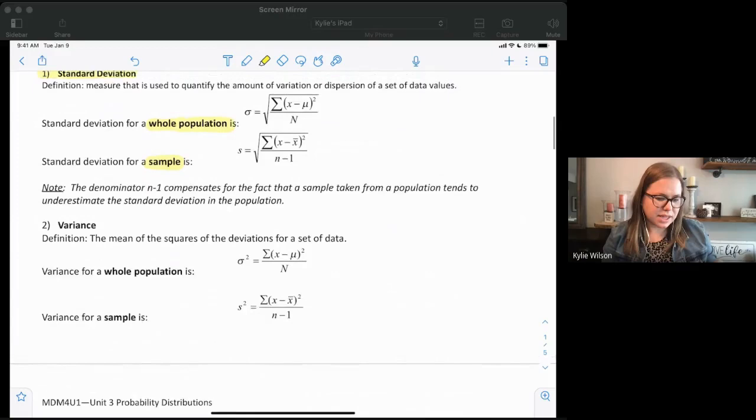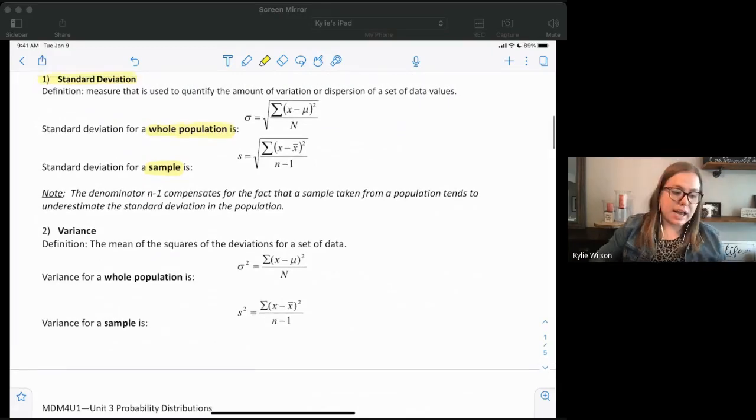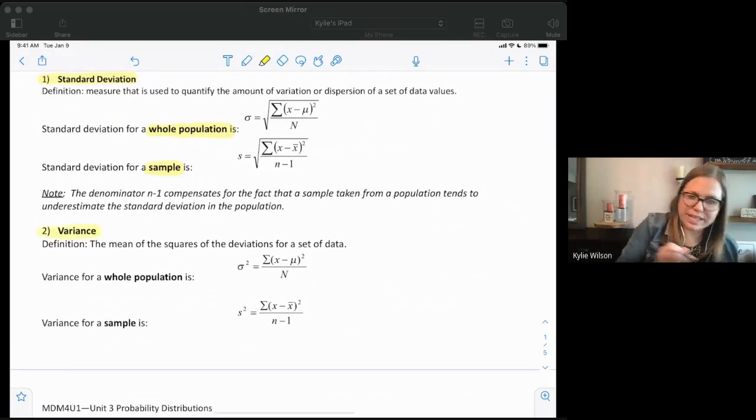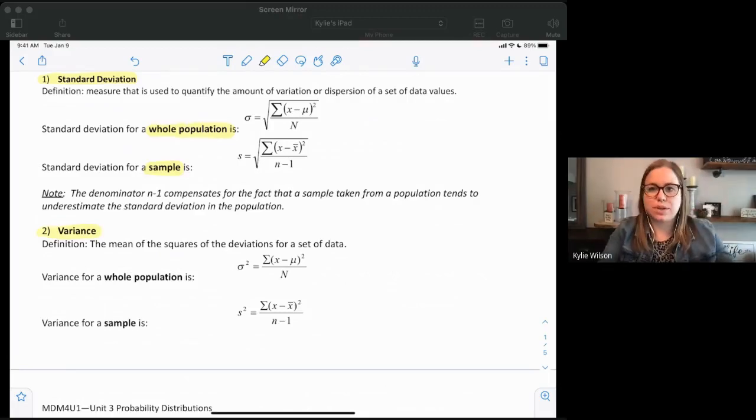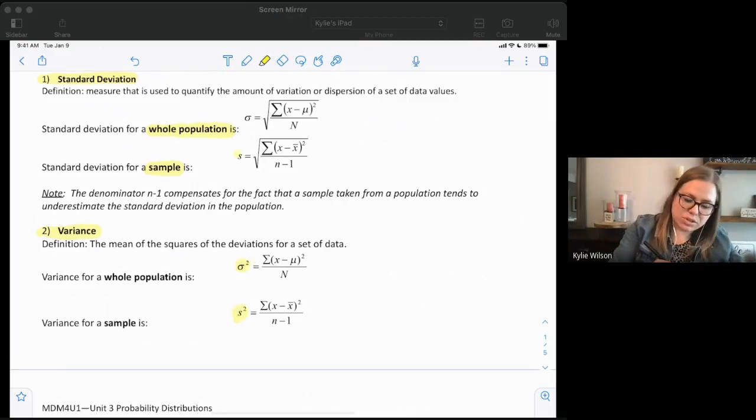We also have variance. Now, for our purposes, we're not going to use variance too much, but it is really valuable for us to talk about. Variance is the mean of the squares of deviations in a set of data. In other words, it's the same thing as our standard deviation, just squared. So instead of square rooting it, we just square it and get rid of that square root sign. That's really what we're doing. And you'll notice that the notation is the same as our standard deviation, just squared.